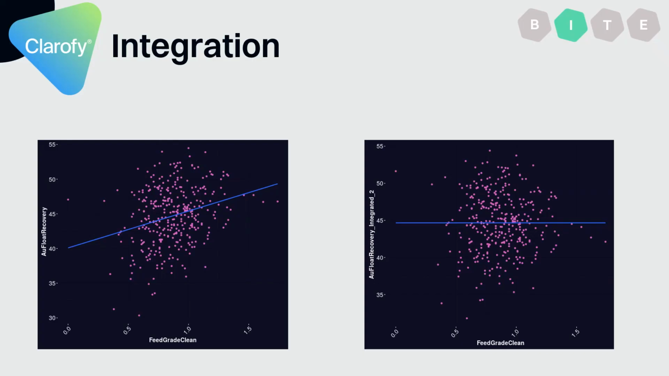So integration, as I talked about before, is simply removing the effect of a certain variable, usually an overwhelming variable. So this is the feed grade for this plant, and this is the float recovery. Quite typical. If the feed grade is increased, usually you get higher recovery as well. You typically get a really strong positive relationship here. What we're trying to do is flatten this relationship so that it's as if your new modeled recovery is as if feed grade doesn't have any impact on recovery. So I hope that's clear.